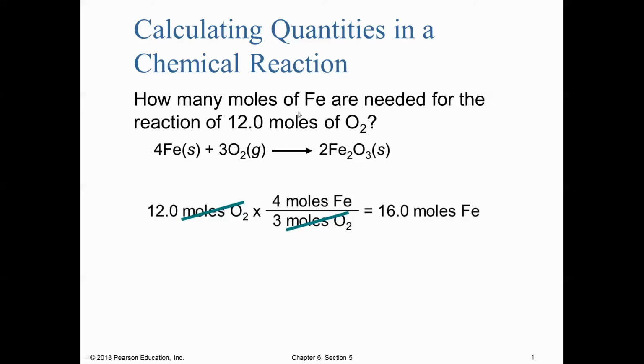So in our example question, we're asked how many moles of iron are needed for a reaction of 12.0 moles of O2. So we're going to set up conversion factors, good old conversion factors, 12.0 moles of O2, and we grab this ratio right here directly from the balanced equation. So we see that there's 3 moles or 3 units of O2 for every 4 moles or 4 units of iron. And the moles of O2 go on the bottom, so they cancel with these moles of O2. And then we perform our math and we end up with 16.0 moles of iron. So we've now compared the amount of moles of two different chemicals in a reaction.